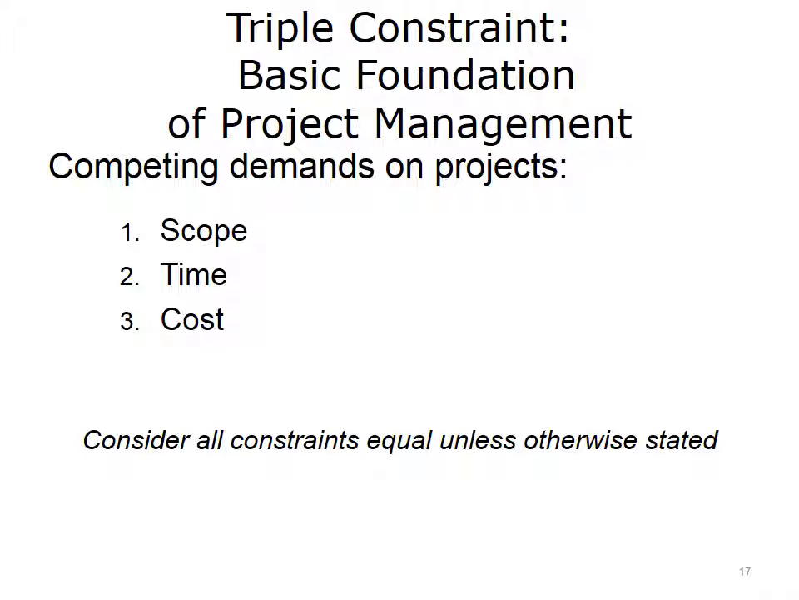Project quality requires balancing the triple constraints. If the schedule changes, the project manager must determine if there is an impact to the project cost or scope. If the budget changes, the project manager must determine if there is an impact to the project schedule or scope. If the scope changes, the project manager must determine if there is an impact to the project budget or schedule.